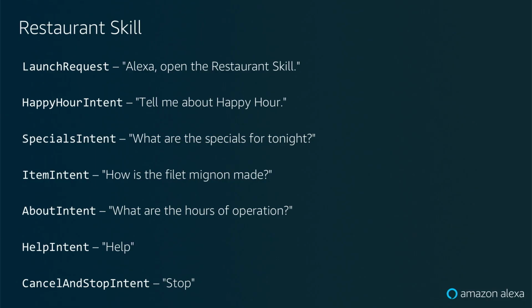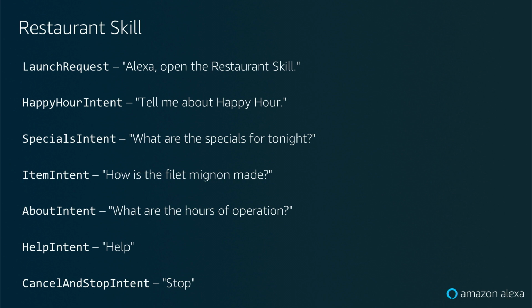So I have a couple intents that I've built into my restaurant skill. And remember, an intent is where you would perform any web service or API calls to fulfill the action that the customer requests of you. So the first is a launch request. This would happen when a customer says, Alexa, open the restaurant skill. I would give some kind of welcome message saying, welcome to the restaurant skill, here's what you can do.